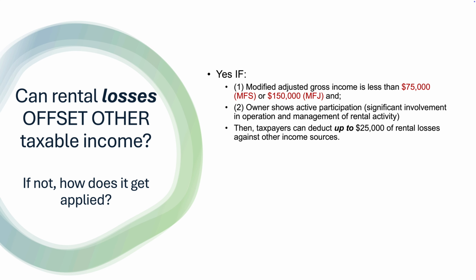So if our income is $75,000 or less, specifically the modified adjusted gross income, if we're single or married filing separately, or if it's less than $150,000 if we're filing jointly, and we're significantly involved in the operation and management of the rental activity, then we can deduct up to $25,000 of the rental losses against other income sources. For most of us that make over $150,000 if we're filing jointly, or $75,000 if we're single, we're kind of stuck. You know, we're spending all this money buying a property, generating these losses, and we can't use them in that current year to offset W-2 income or interest or dividends. We have to carry them forward to offset future rental profits.